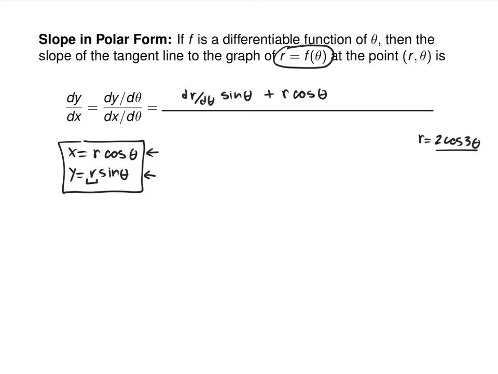Okay. What is dx/d theta going to be using the product rule? dr/d theta cosine theta minus r sine. Good. dr/d theta cosine theta minus r sine theta. So to find the derivative, you take the equation that you're given and you plug it into this. Does that make sense? Okay.